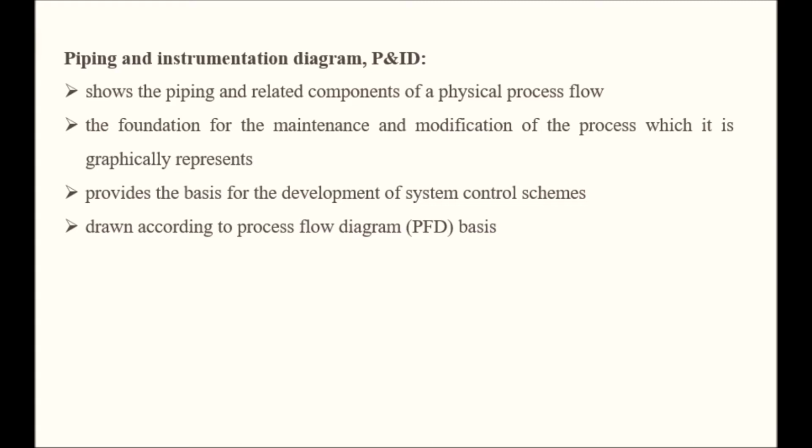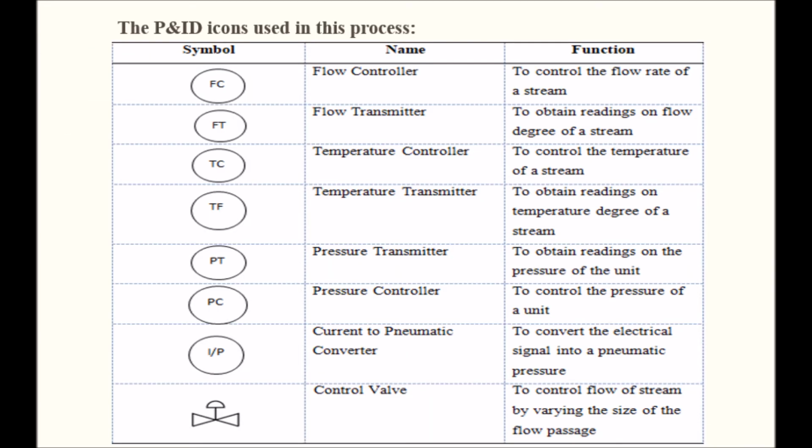P&ID is drawn according to the process flow diagram basis, but includes all the pipe flow direction, mechanical equipment, and control features such as valves. Engineers usually rely on P&ID to construct safety, operational, and shutdown systems by controlling the parameters with transmitters, controllers, and control valves on pipeline streams or equipment. This table shows the P&ID icons used in this process. The symbol, name, and function of the icons are listed in the table. The icons used in this process include flow controller, flow transmitter, temperature controller, temperature transmitter, pressure controller, current to pneumatic converter, and control valve.